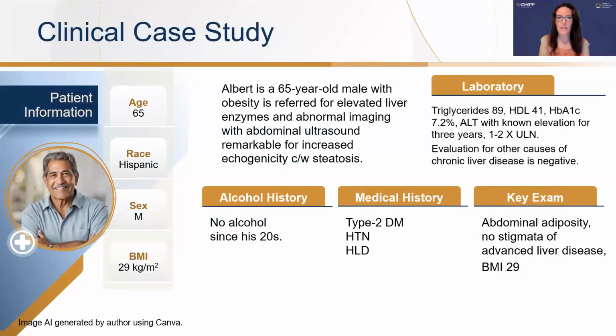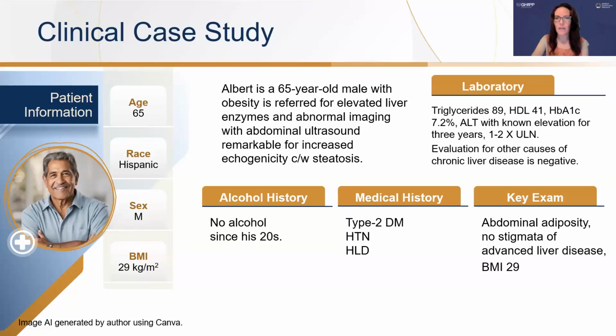So let's get into the case study. This is a 65-year-old male, Albert, and he's been referred to your clinic for elevated liver enzymes and abnormal imaging, with an abdominal ultrasound that showed increased steatosis and concern for increased echogenicity.